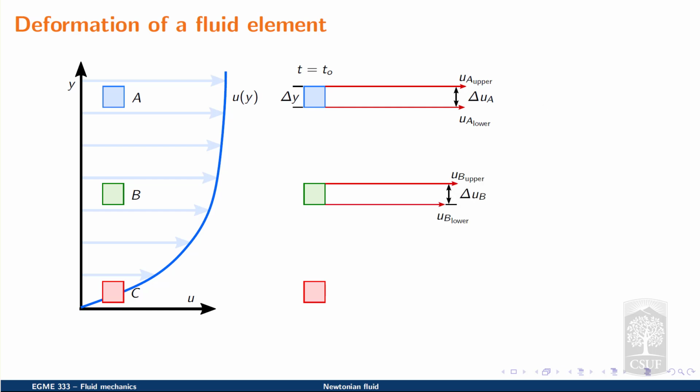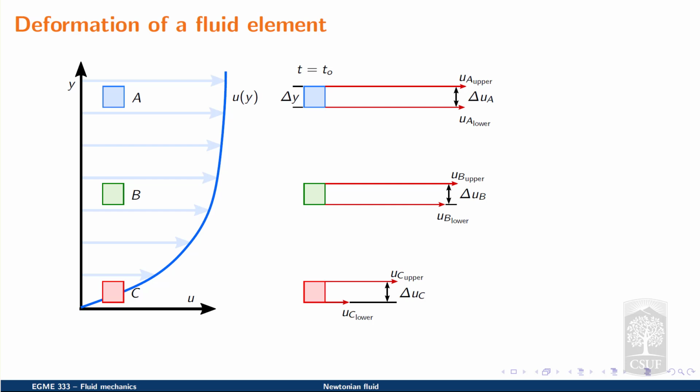In a similar fashion, fluid element B also experiences a difference in velocity between its upper surface and the lower surface. However, this difference is much more pronounced. And similarly, fluid element C experiences this velocity difference. However, the difference gets bigger, where the general observation is that the difference in velocity between the upper surface and the lower surface gets bigger as the fluid element is closer to the surface of the flat plate, which corresponds to position y equals 0.